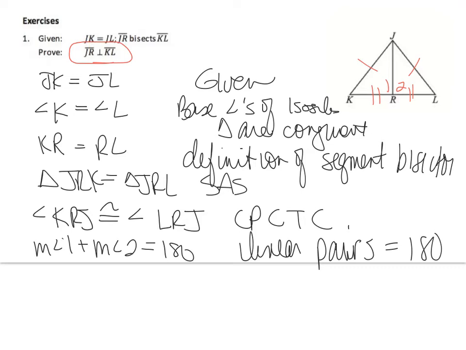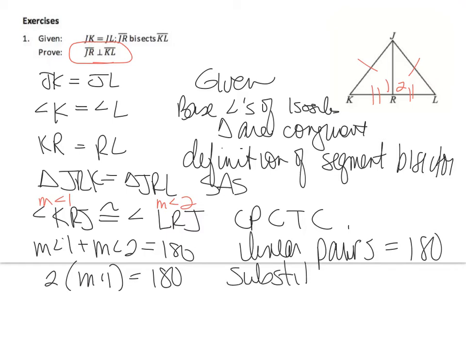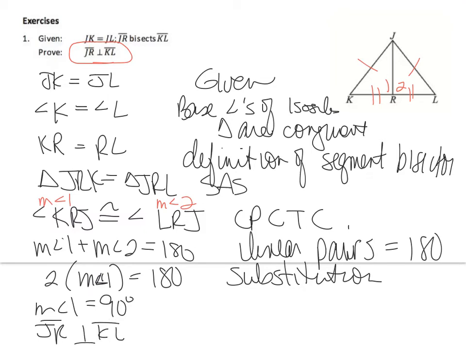If I substitute, so we're going to say this is angle 1, I can substitute that in and say that 2 times the measure of angle 1 equals 180 degrees by substitution. So I can say, oops, that's an angle. Excuse me. The measure of angle 1 equals 90 degrees, right? And that means that JR is in fact perpendicular to KL.